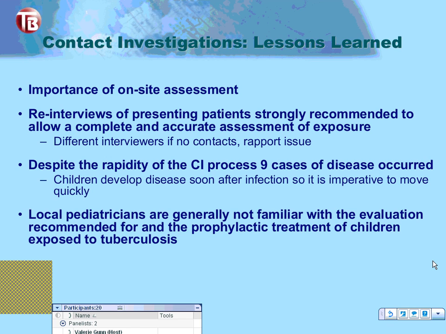And as you can see from this scenario, despite the rapidity with which the contact investigation was carried out, 9 cases of TB still occurred among the children. So it's a clear illustration that children develop disease very soon after infection, and it's important to evaluate them quickly.